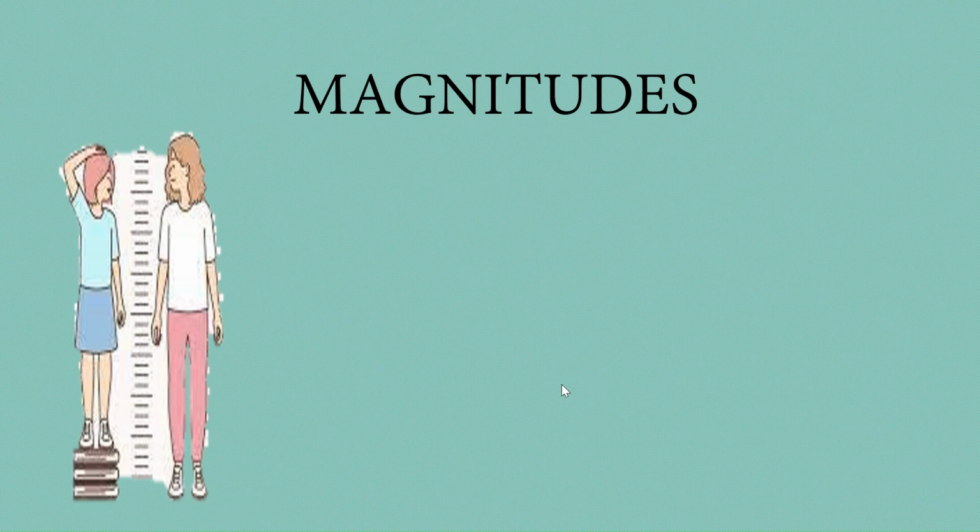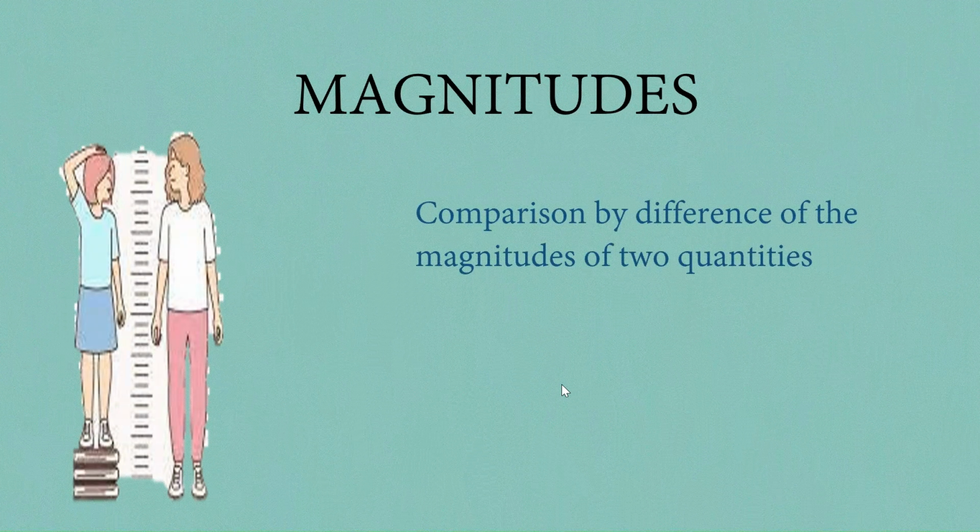And while these magnitudes are closer to each other, we will take the difference of both the magnitudes and compare. Now, this particular type of comparison is called as comparison by difference. We are taking difference of magnitudes. We may say student A is 12 inches taller than student B.